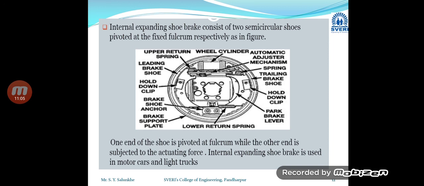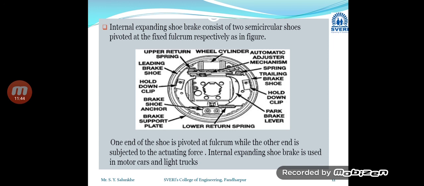In this case, the important parts are the cylinder, which is called the wheel cylinder, then the springs; normally two springs are used, one at the upper end and the second at the lower end. Now these two shoes are pivoted at the end, that is, at the lower side, where a fulcrum is used. As we see in this diagram, the upper side is the cylinder and the lower side is the fulcrum, and with the stationary fulcrum, the shoes will expand or contract.